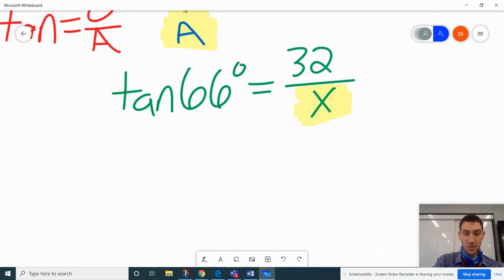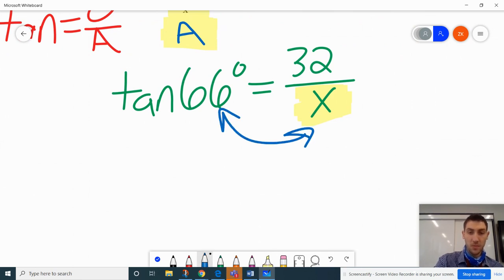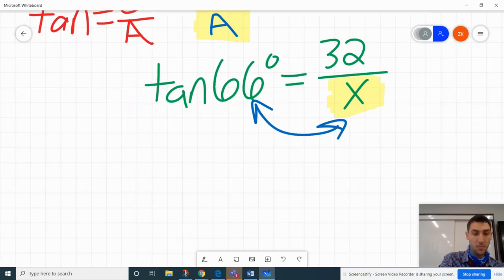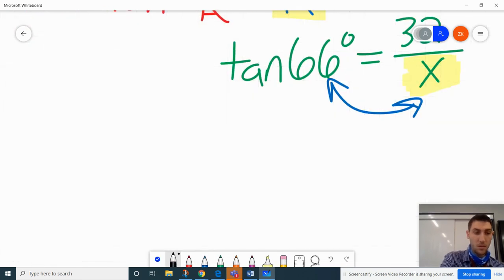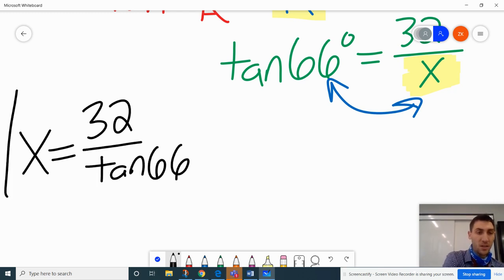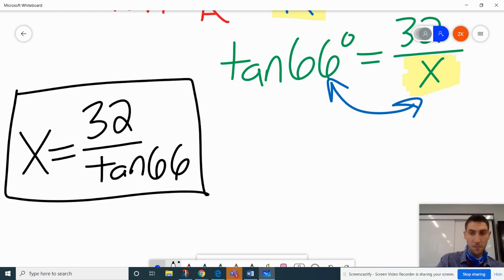The shortcut is to flip-flop these two. The tangent, or whatever the trig value is, and x will flip-flop places. So you can write this as x is equal to 32 divided by tangent of 66. But let's show why that's the case.